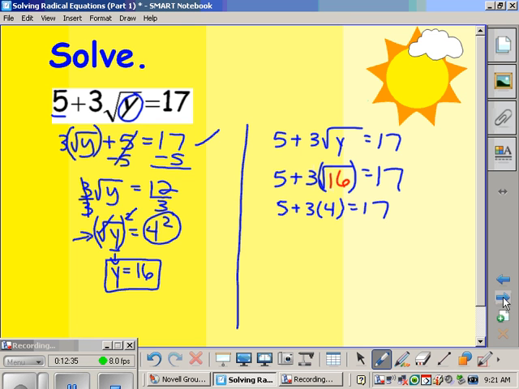Now, once again, you cannot add 5 and 3 because you must follow the order of operations in which multiplying comes first. So 3 times 4 is 12, so we'll have 5 plus 12, and that does in fact equal 17, so our answer checks out.